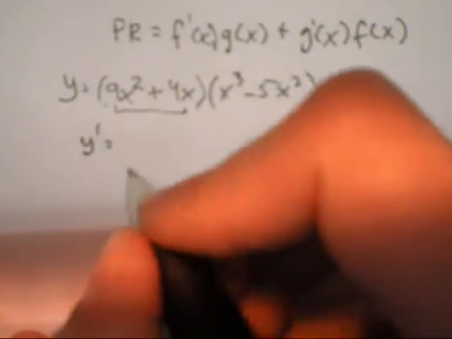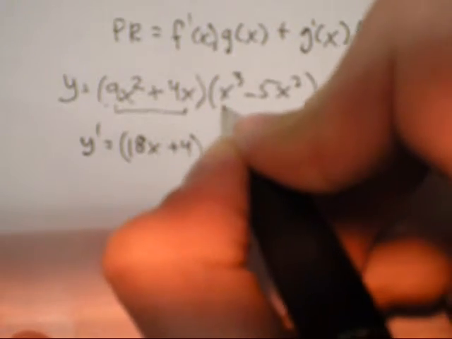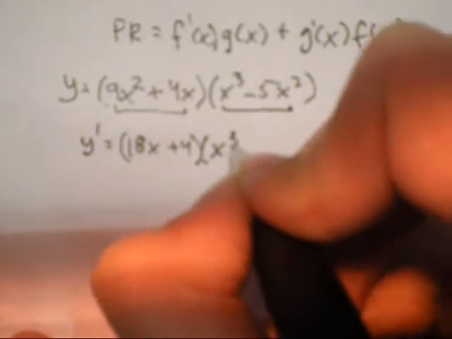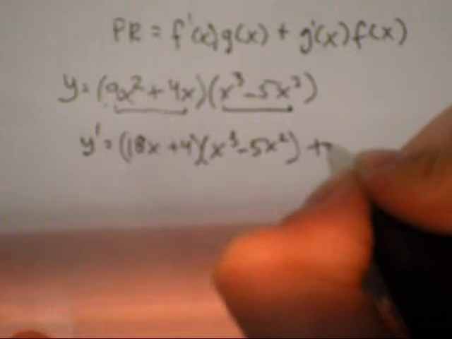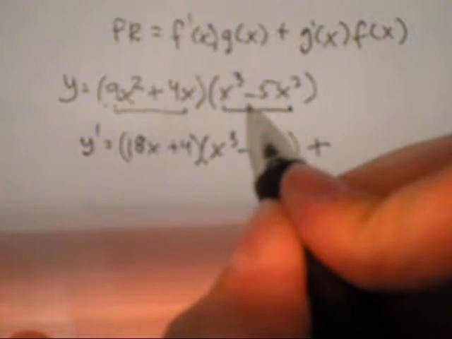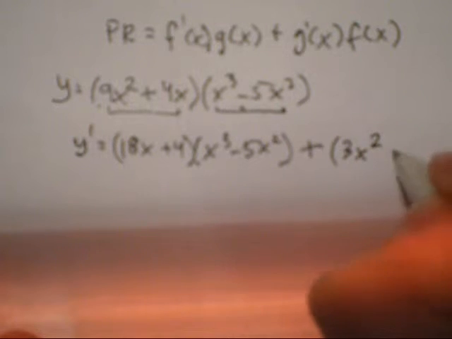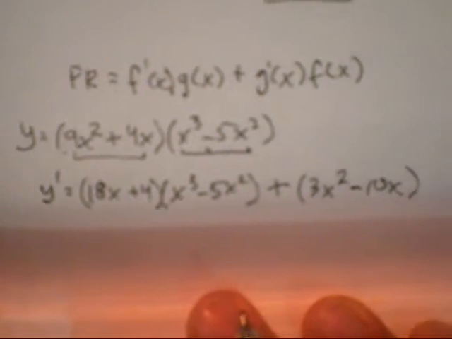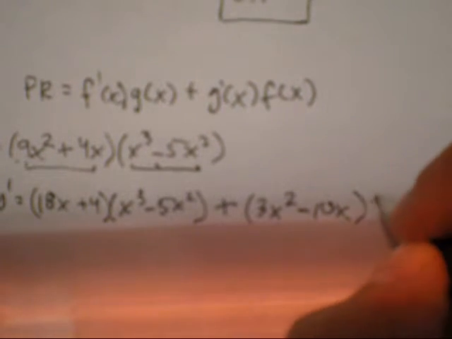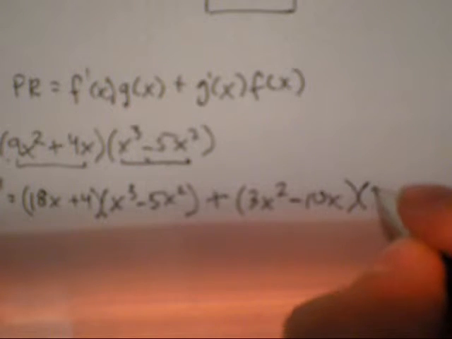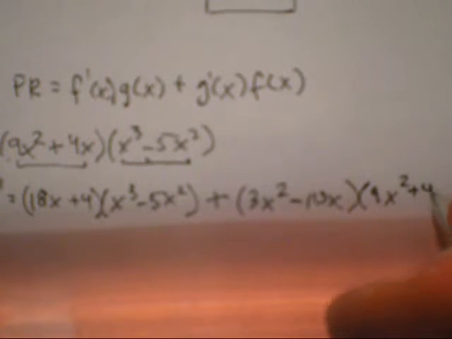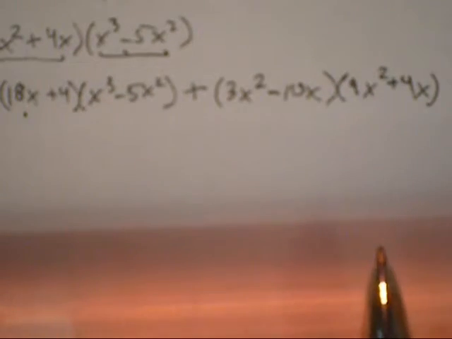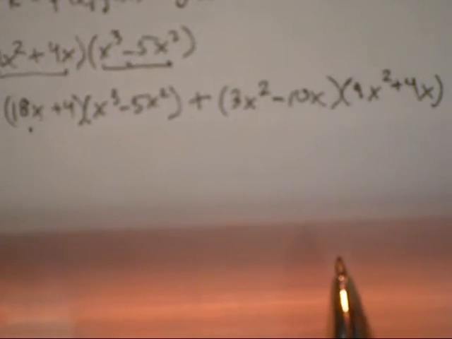So what's f prime of this right here? The derivative of that would be 18x plus 4 times g of x, which is just this, x cubed minus 5x squared, plus g prime, so you take the derivative of g, 3x squared minus 10x, ooh, I'm running out of space here, times f of x, which we just take our original f of x, 9x squared plus 4x. Okay, so this is our final answer. This is how you're going to leave it, this full thing.